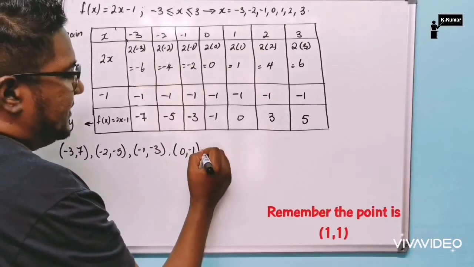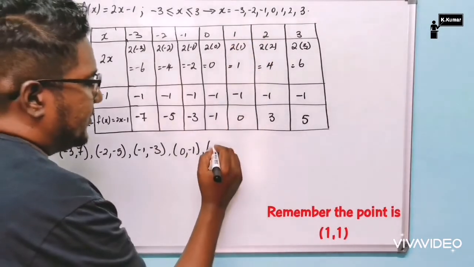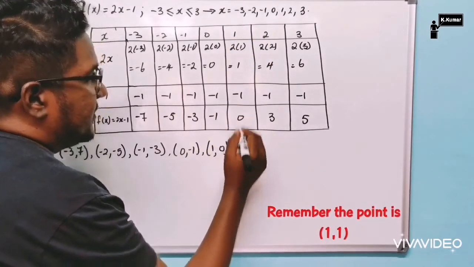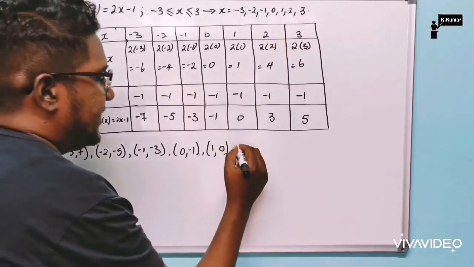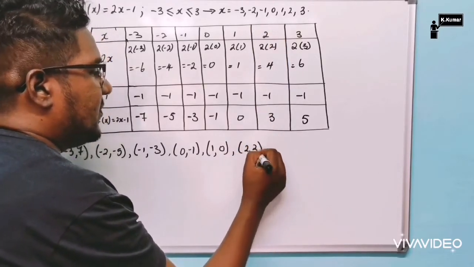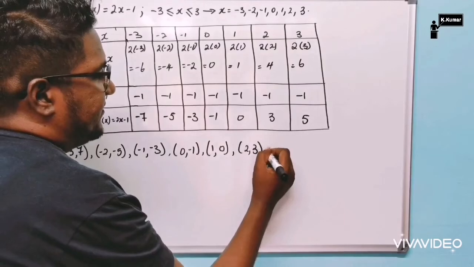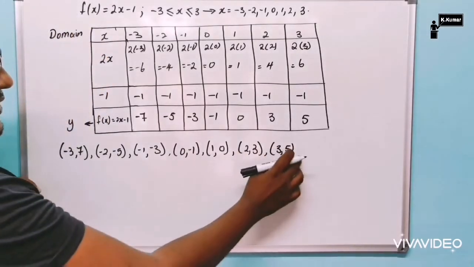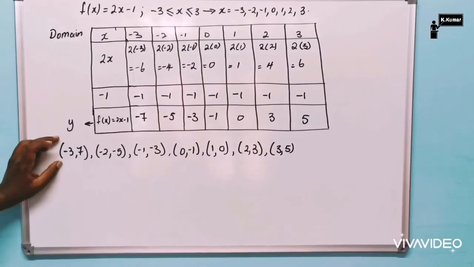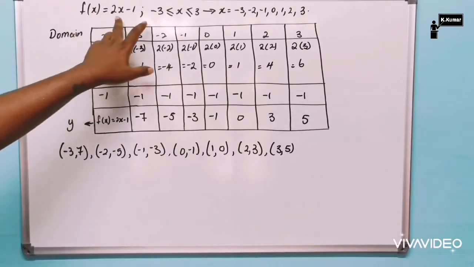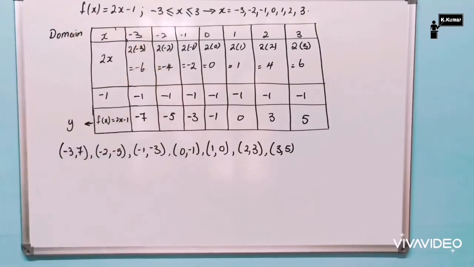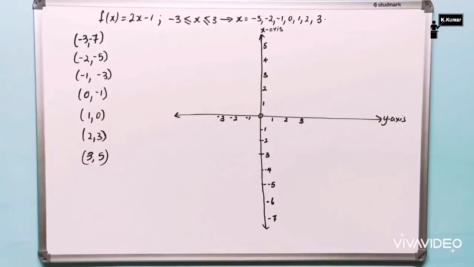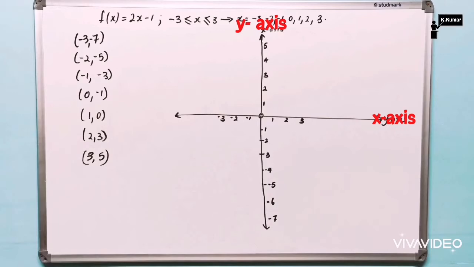Our fifth point is going to be 1, 0. The other one is 2, 3. And the last one is 3, 5. Now that we have all of our points, we now have to plot these points to get the straight line for the function 2x minus 1. So we have our points listed there. Let's try to sketch this diagram.